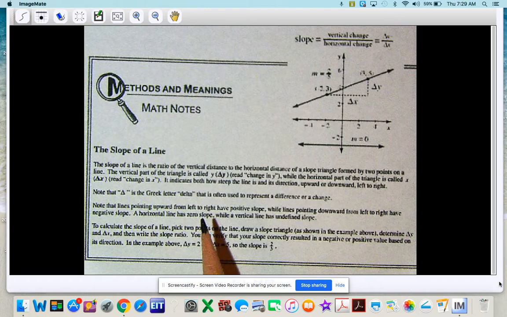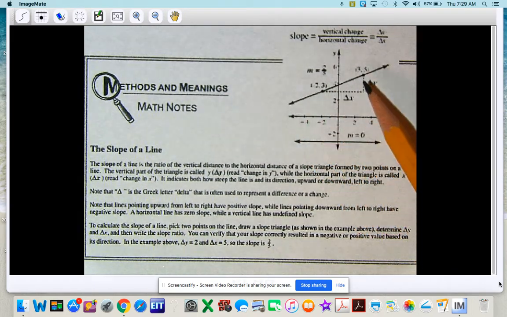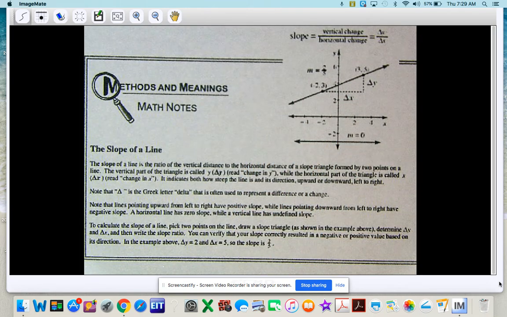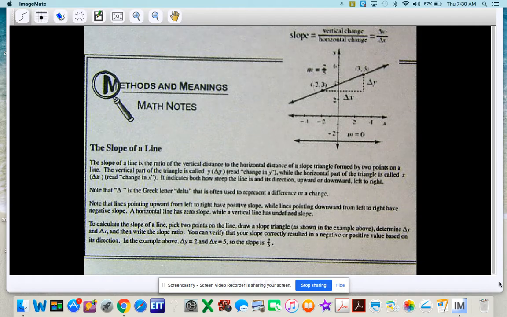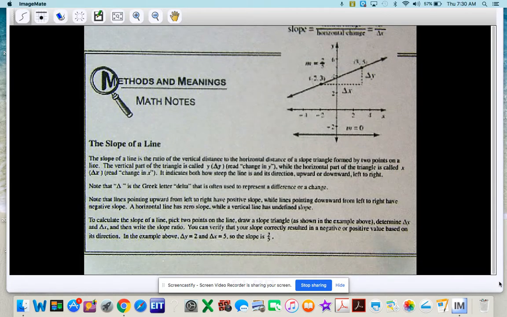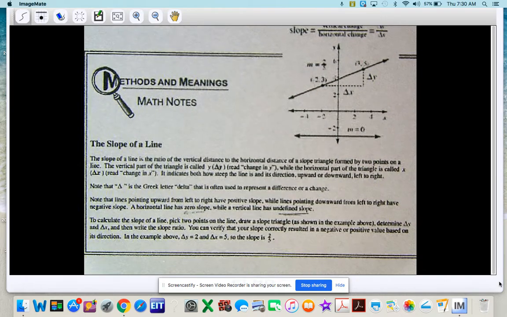It also talks about how lines pointing upwards should have positive slopes. Lines pointing downwards should have negative slopes. A horizontal line, a line going straight across, should have a slope of 0. And a vertical line would be considered as having no slope, because if we took the change in y and tried to divide it by a change in x, the change in x would be 0, so it would be considered undefined. So either undefined or 0 slope, or you could also say no slope if you have a horizontal line.